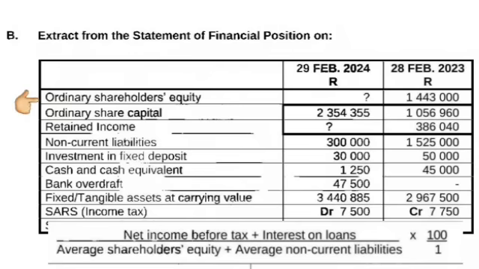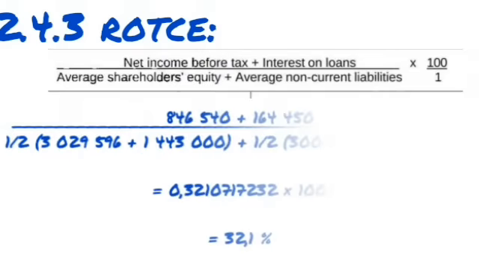It just means you take the ordinary shareholders equity of 2023 and of 2024 and you add them and divide them by 2. So we now know that of 2024 is 3 million and 29,596. So you're going to add it with that one and divide them by 2, and then average non-current liabilities, that would be our 2023 added to our 2024, and you also divide them by 2. That's what average means. You divide them by 2 or you multiply them by half. It's going to give you the same amount. So let's go do our calculation.